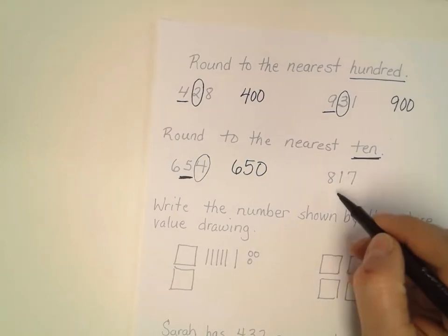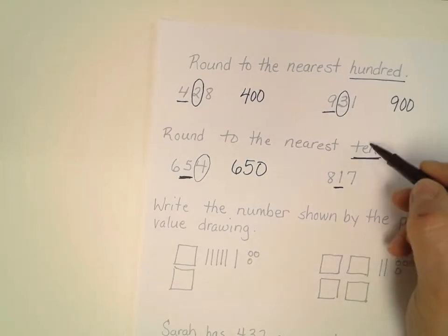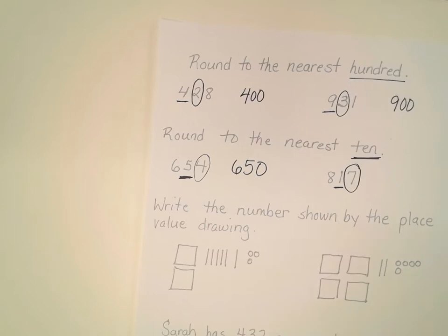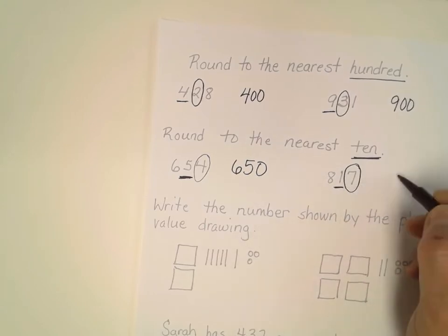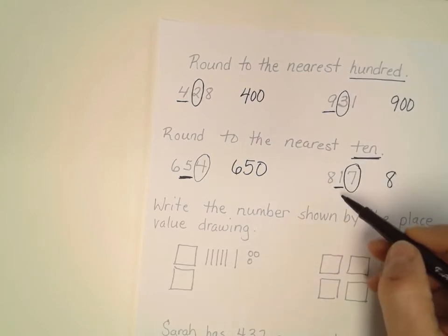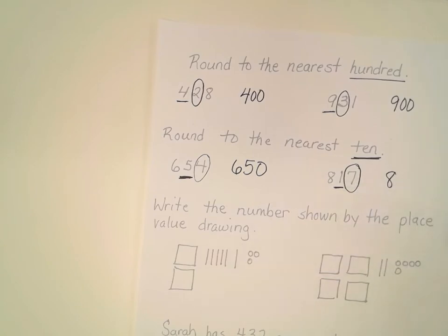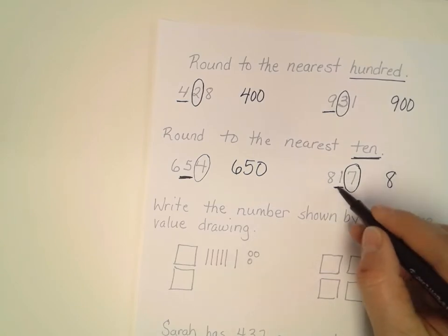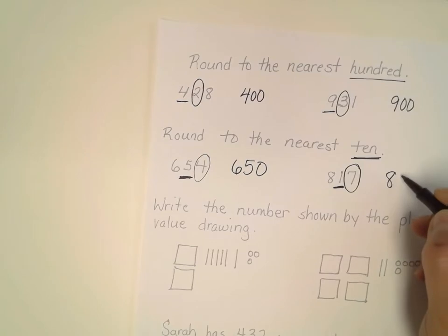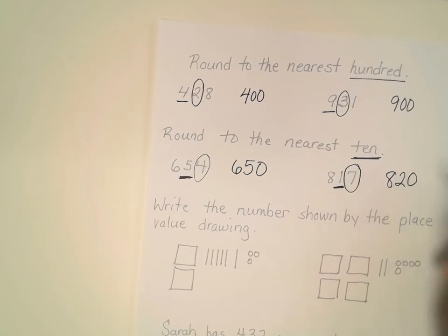And then here I'm going to underline that 1, that tens place, circle the 7, and I'm going to leave that 800 the same. Then I'm going to say 7 is 5 or above, give it a shove, so I need to raise that tens place up, and so it'd be 820.